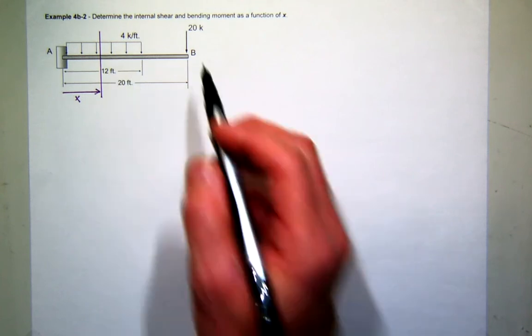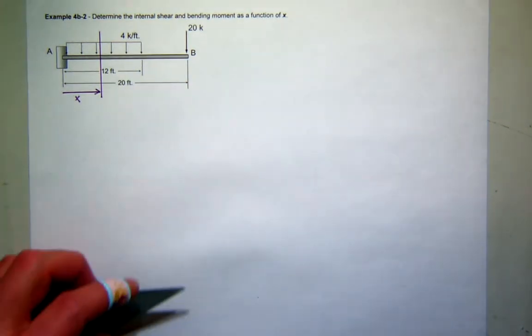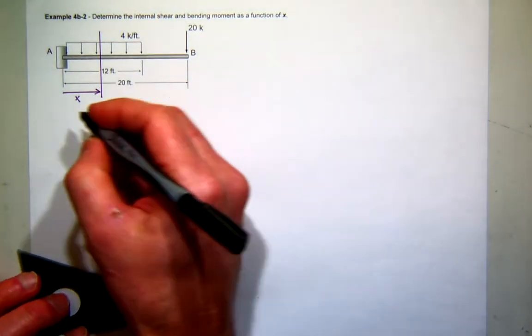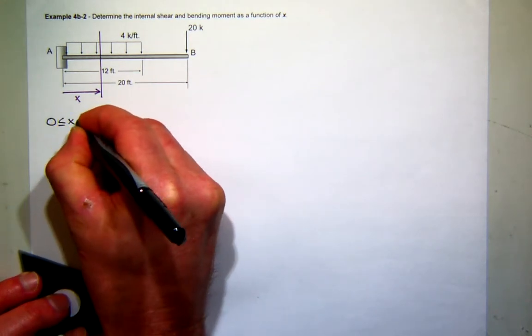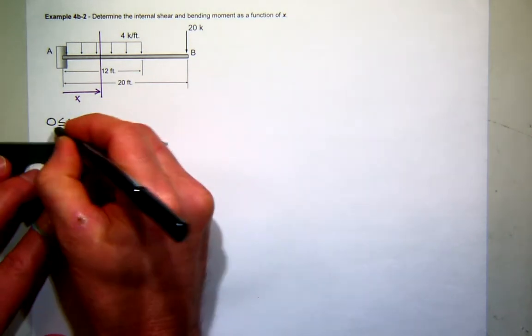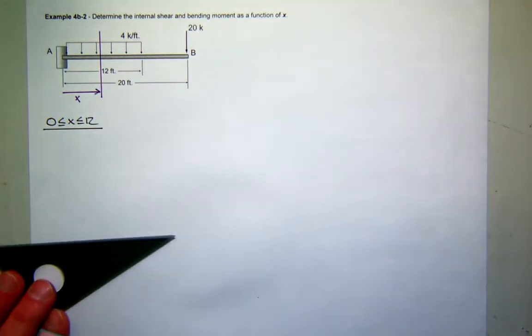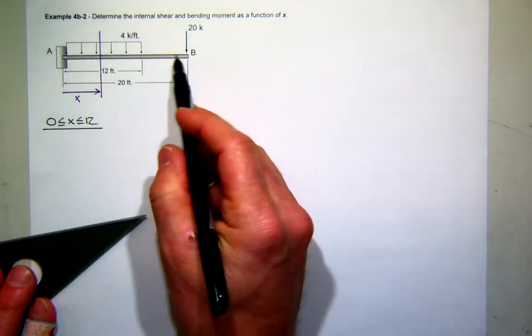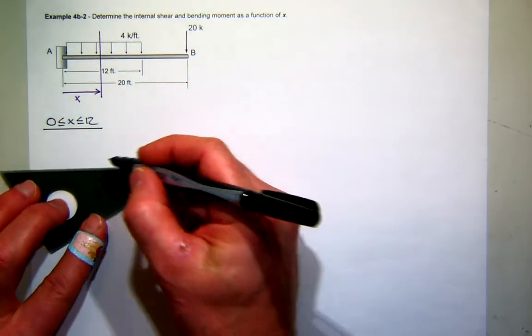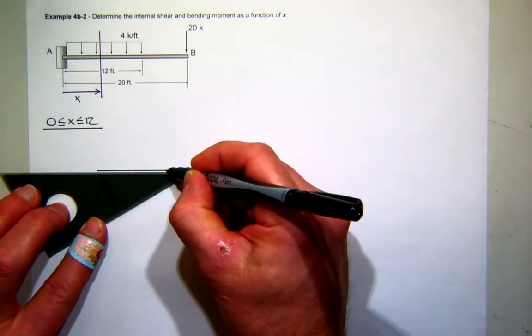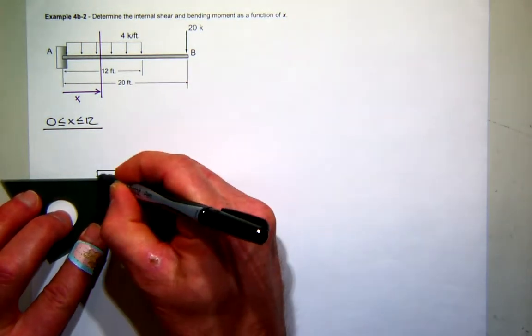So I'll just draw a free body diagram of the right-hand side. So this will still be an equation that's only good between x equals 0 and 12. Because when we go outside of 12, then this free body that I'm drawing here is not going to work. So let's do that. So I'll draw the free body diagram of the left-hand side.